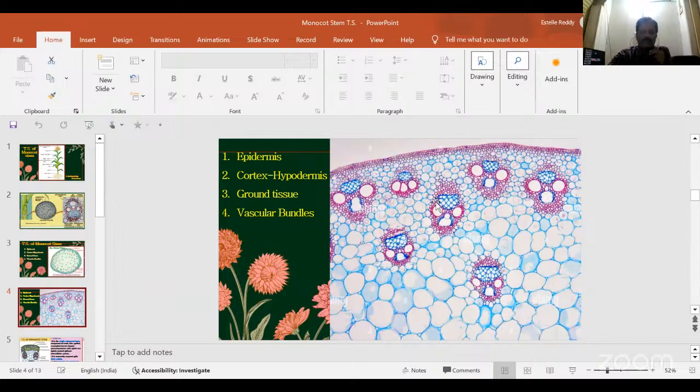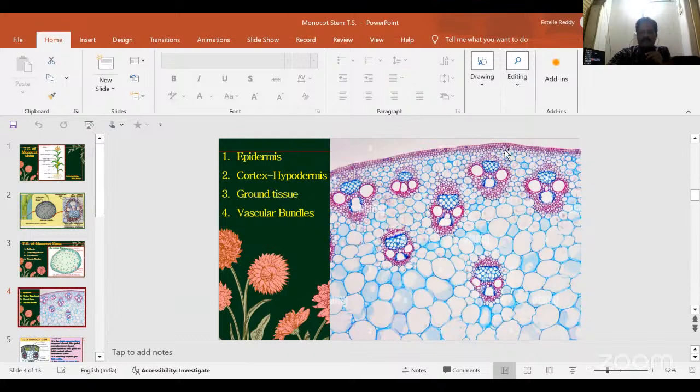No general cortex and no endodermis. These both parts are absent in monocot stem. I'll repeat once again. Cortex in monocot stem is restricted to hypodermis only. General cortex and endodermis are absent. The general cortex, that is the middle cortex, and the innermost layer, the endodermis, are absent in monocot stem.